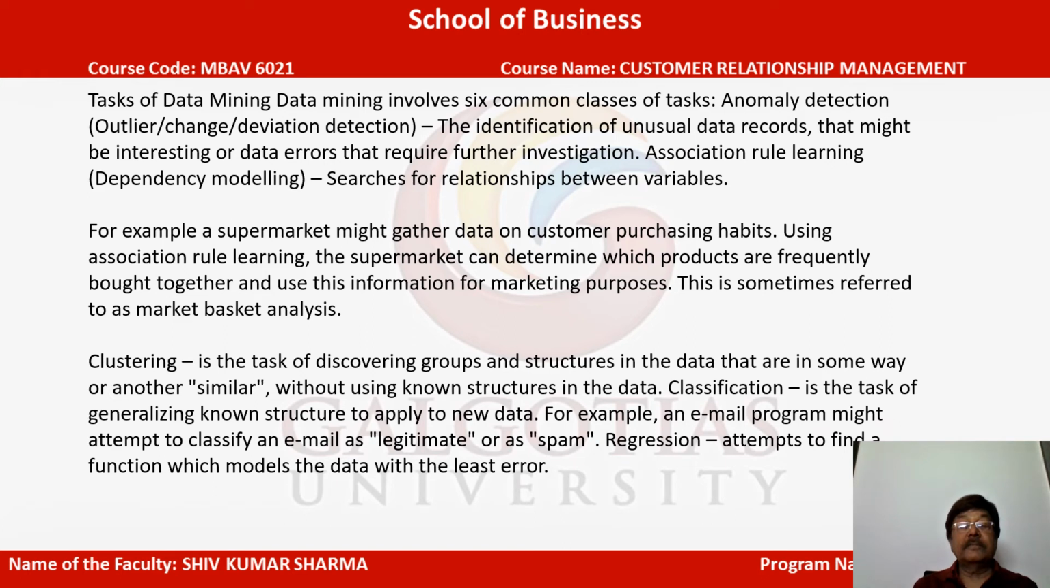Then it is classification. Classification is the task of generalizing known structure to apply to new data. An email program might attempt to classify an email as legitimate or as spam. You may be facing this problem that some emails are legitimate or some are spam. Then the other class is regression. Regression is simply connected with attempts to find a function which models the data with the least error. Using association rule learning, the supermarket can determine which products are frequently bought together and use the information for marketing purposes.